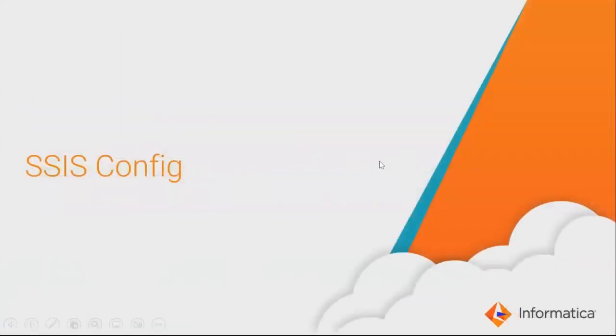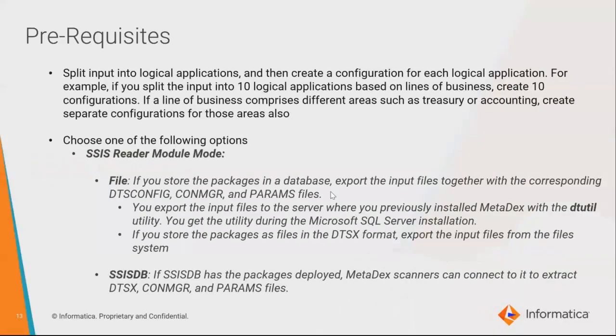So let's move into the SQL Server Integration Services configuration. Here are the prerequisites. Try to split it into logical applications and create a configuration for each logical application. For example, if you have lines of business such as treasury or accounting, create separate configurations for each of those subject areas. The SSIS reader module has a file or SSISDB option. SSISDB is the preferred method.